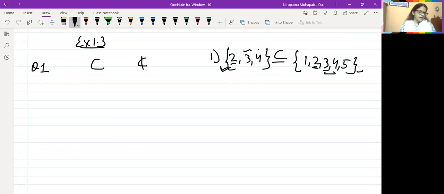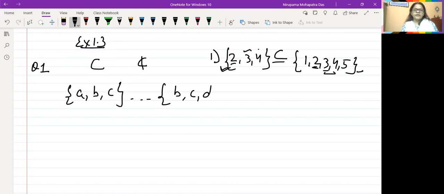And another example here: ABC, and the other set is BCD. Can this be a subset of this? Which symbol to be put here? ABC, here BC we have, but every element of this should be an element of this. Now here, A is not here. It means this is not a subset of this. So now you can identify, whenever you are taking two sets, whether one set is a subset of the other or not.